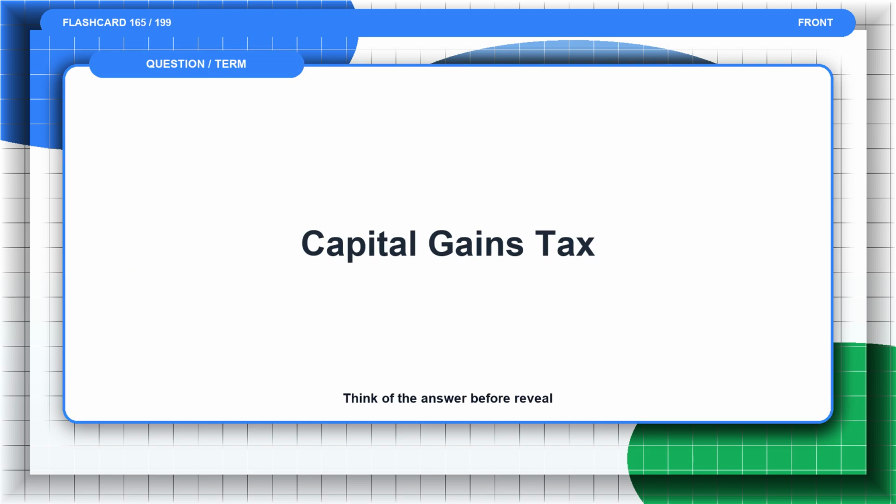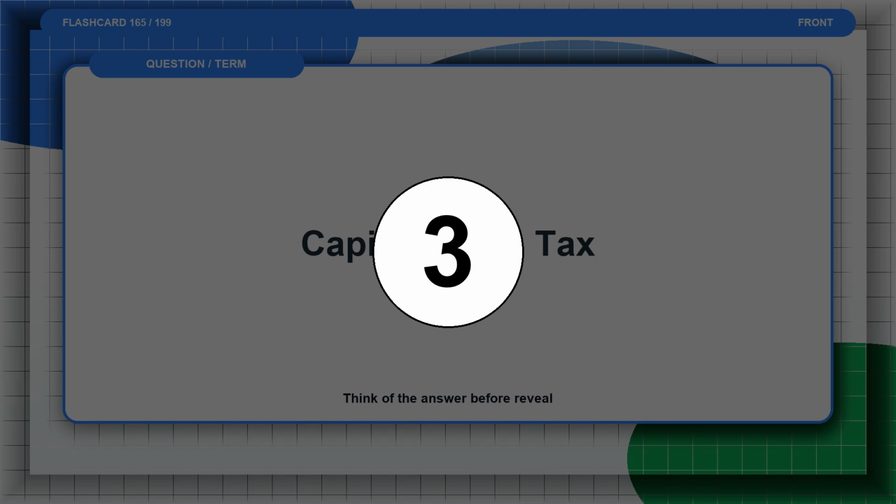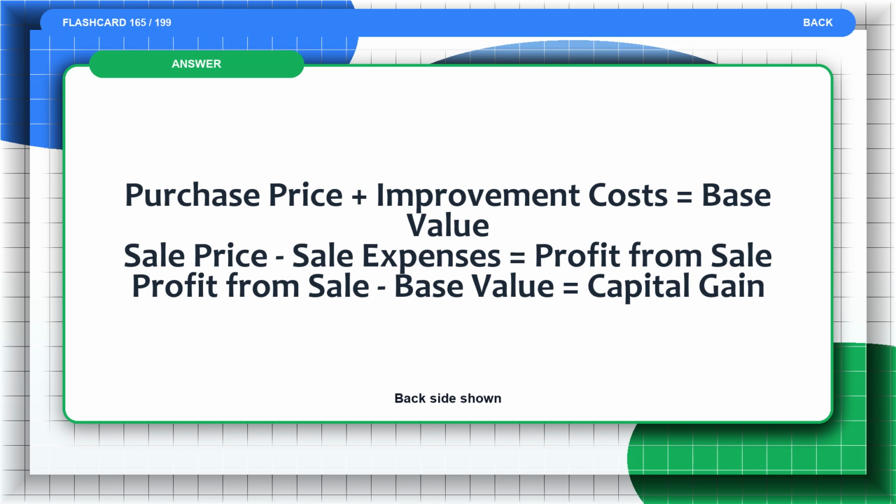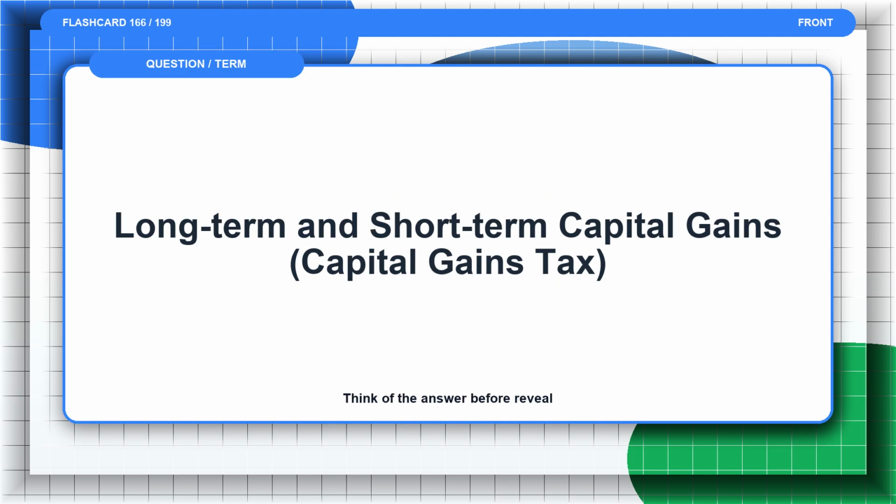Flashcard 165. Capital gains tax. Pause and think of the answer before the reveal. The answer is, purchase price plus improvement costs equals base value. Sale price minus sale expenses equals profit from sale. Profit from sale minus base value equals capital gain.